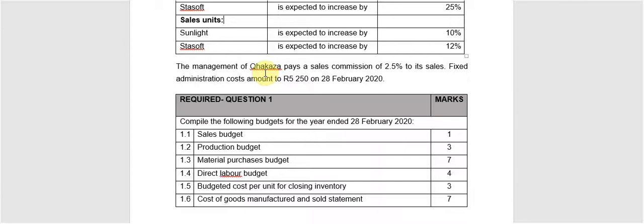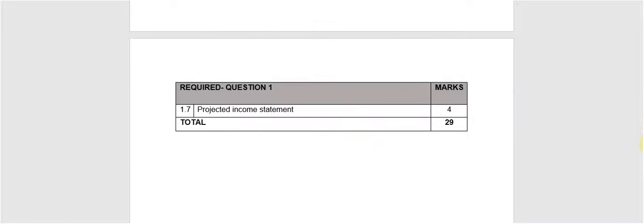So there's a sales budget, production budget, material purchase budget, direct labor budget, then the budgeted cost per unit, which is of course a supplementary calculation. It is not a budget. And then the cost of goods budget, and then also the projected income statement, or as you would also know it, the statement of profit or loss and other comprehensive income.